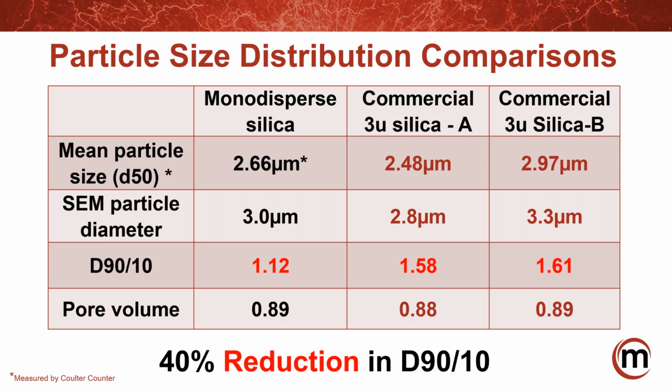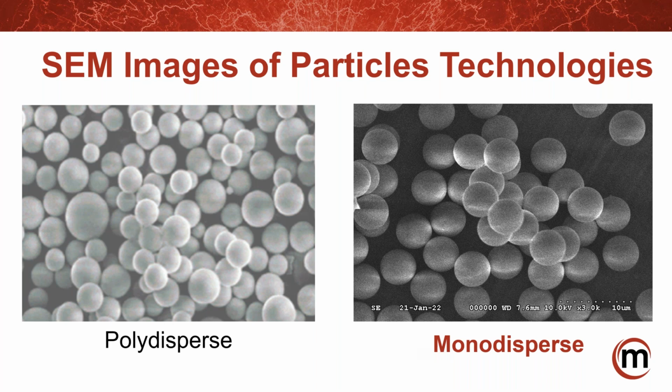What we've done here is taken the 90th percentile and the 10th percentile and divided them, but we maintain the pore volume, which is a big step, because you have to still maintain the separation capacity. So being able to look at the D90 over D10 and have it be 1.1, that's what we're now classifying as a monodisperse particle.